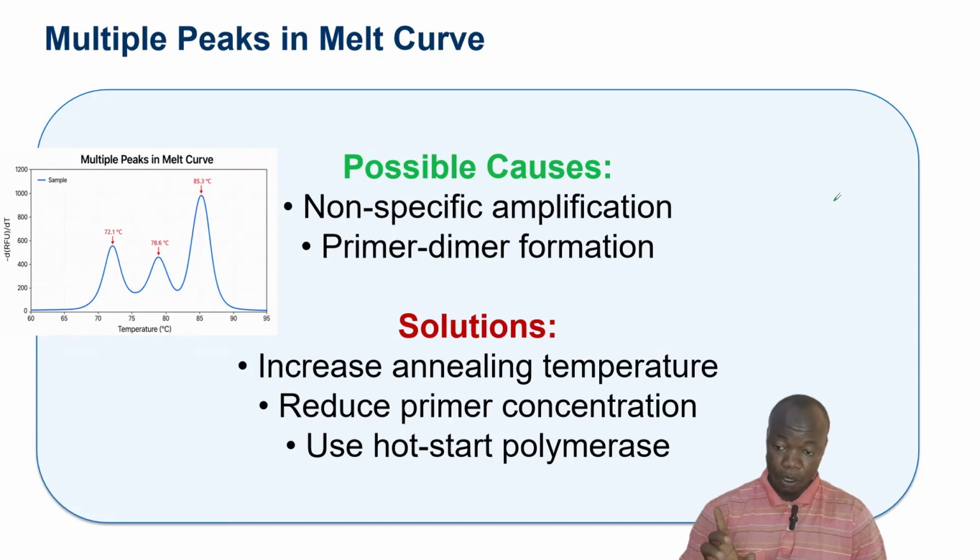So what are the solutions in this case? If you have a problem like this with multiple peaks, what to do is to increase the annealing temperature. That is one of the ways to avoid the multiple peaks. You increase the annealing temperature, or you reduce the primer concentration, because sometimes if the primer concentration is very high, it can also lead to multiple peaks. So you need to reduce the concentration of your primer. Then in addition, use hot start polymerase enzymes.